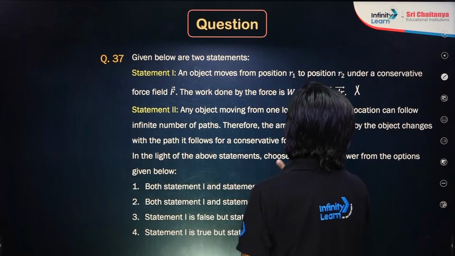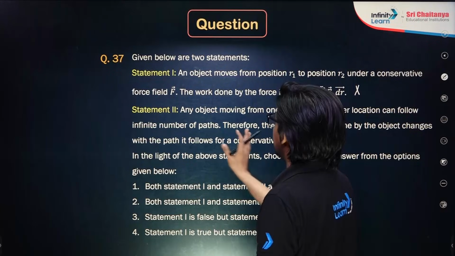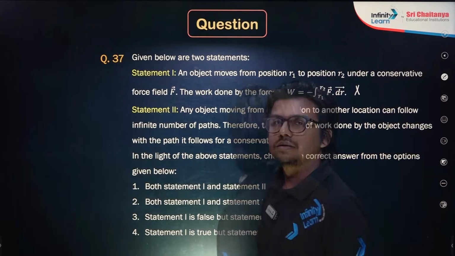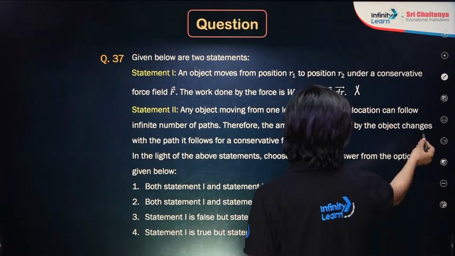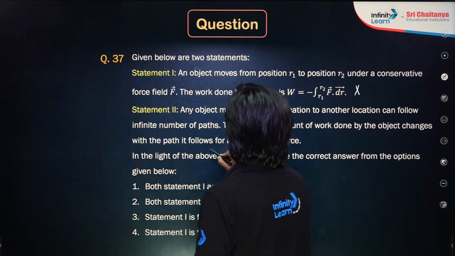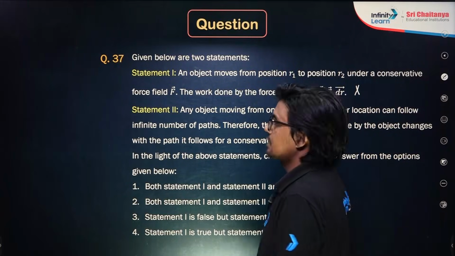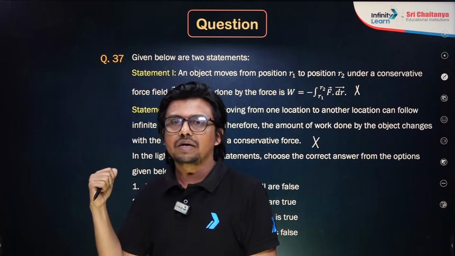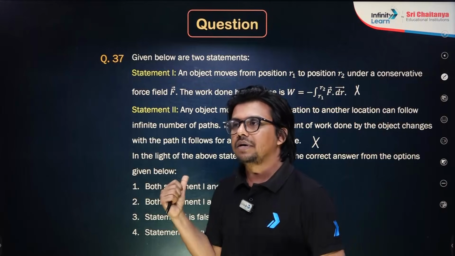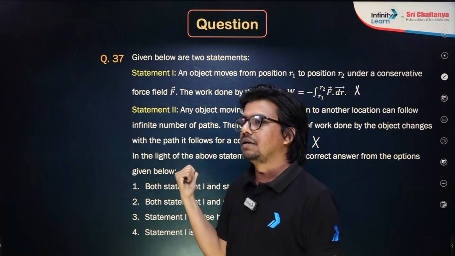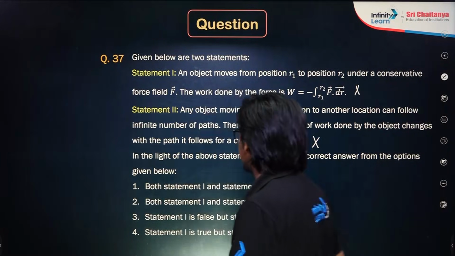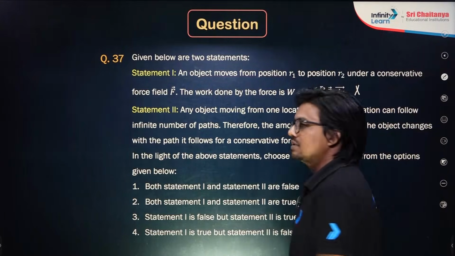Any object moving from one location to another location can follow infinite number of paths. Therefore, the amount of work done by the object changes with the path it follows for a conservative force. This is also false. Though it can follow infinitely many paths, the work done is not path dependent. Okay, it is same for all of them. So both the statements are false. This is the right option.